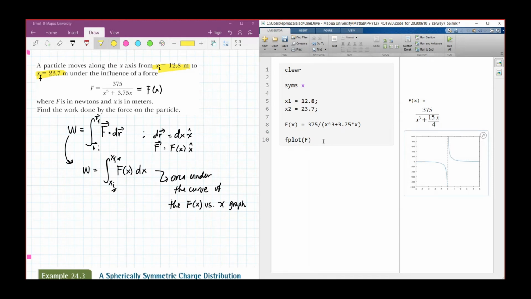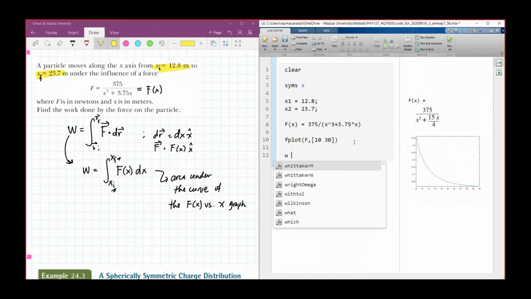Let's limit our plot within this region. Let's say we're going to limit the x-axis from 10 to 30. If you graph that, it will look like this. So this is your graph. We're looking for 12.8 to 23.7.